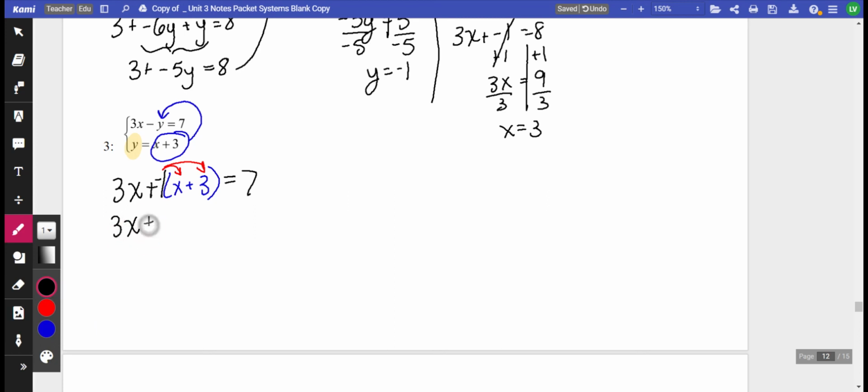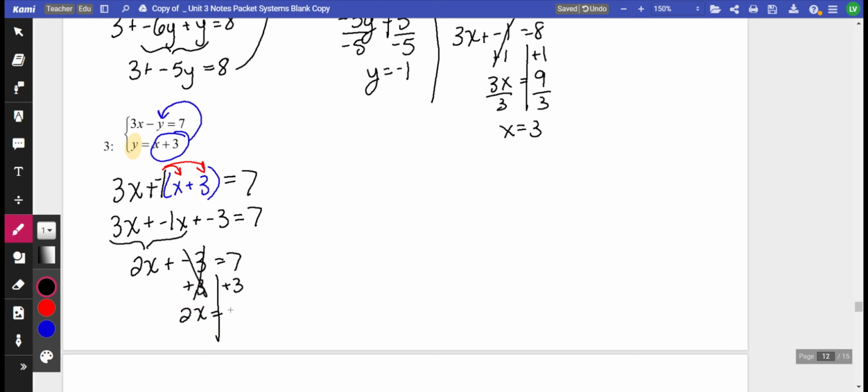So this becomes 3x plus negative 1 times x is a negative 1x, plus negative 1 times 3 is negative 3. That equals 7. I'm going to combine my like terms. 3x plus negative 1x is 2x, plus negative 3 equals 7. I'm going to extend my equal sign and combine my like terms on each side. So I'm going to add 3 to both sides. 2x equals 10. Divide both sides by 2. I get x equals 5.